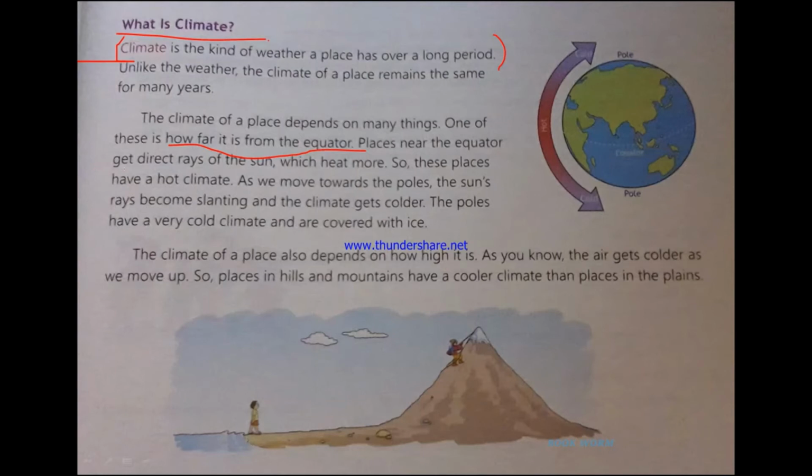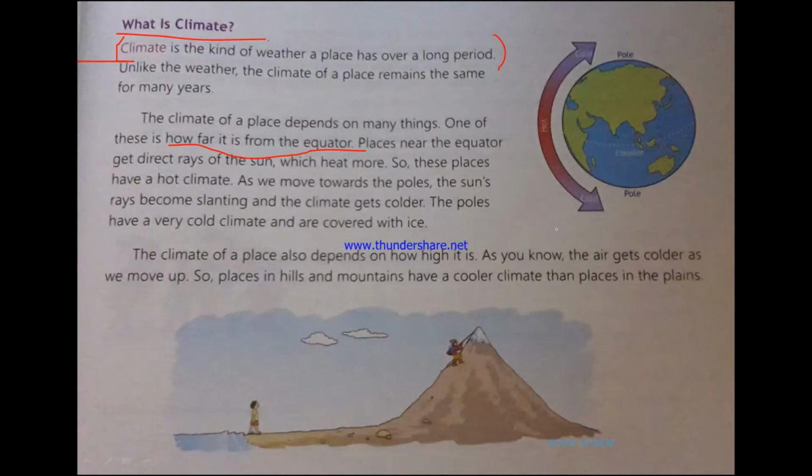Places near the equator get direct sun rays which heat more, so these places have a hot climate. As we move towards the poles, the sun's rays become slanting and the climate gets colder. The poles have a very cold climate and are covered with ice.